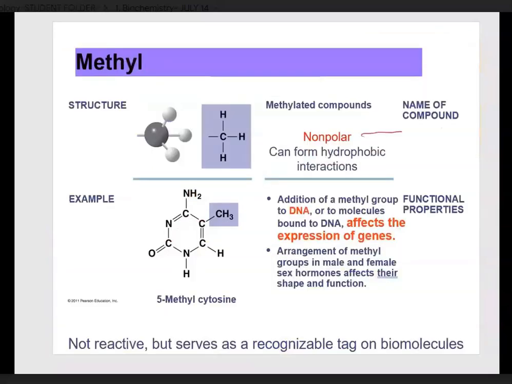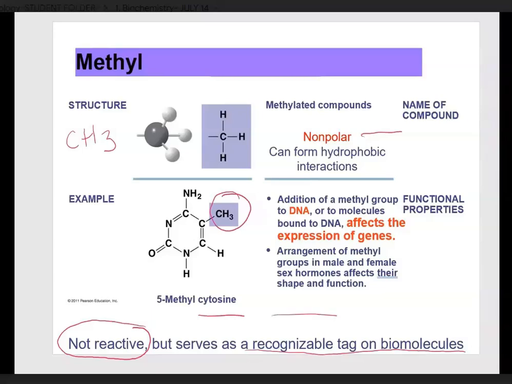All right, and then the last one is the methyl group. Now keep in mind that this type of functional group is not a reactive one. However, it is going to serve as a recognizable tag on biomolecules. To give you an example, methyl is basically CH3. So to give you an example, we have cytosine. Cytosine is one of the bases in the DNA, and the cytosine can be methylated. So you can see the methyl group is attached to that base.